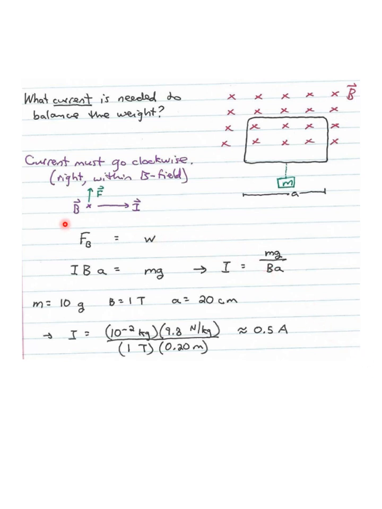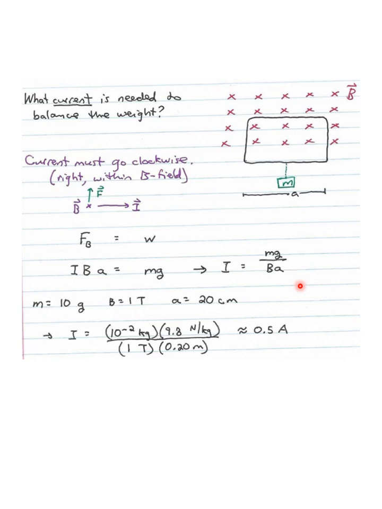So we can say that the magnetic force is equal to the weight, and the magnetic force is I times B times the length, and we're going to designate that length as A, and that equals the weight, which is mg, which means the current needs to be mg divided by the magnetic field divided by the length A.